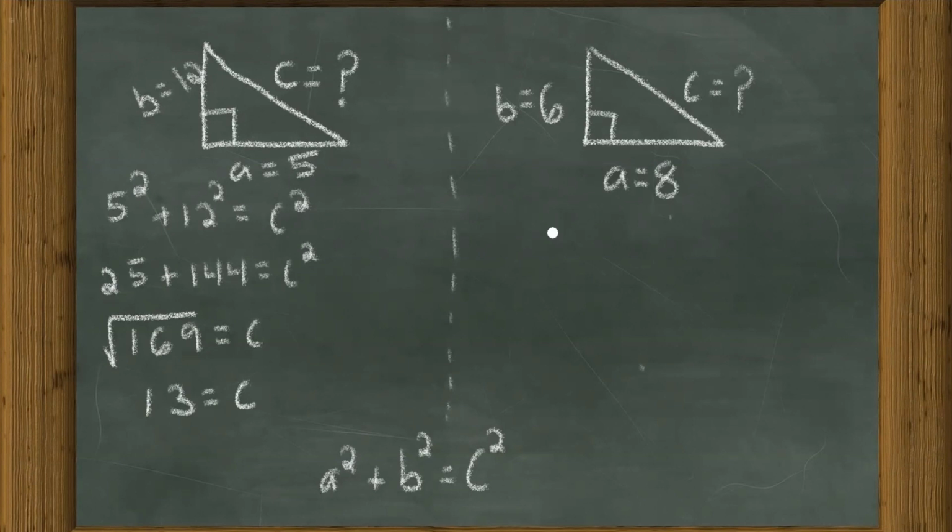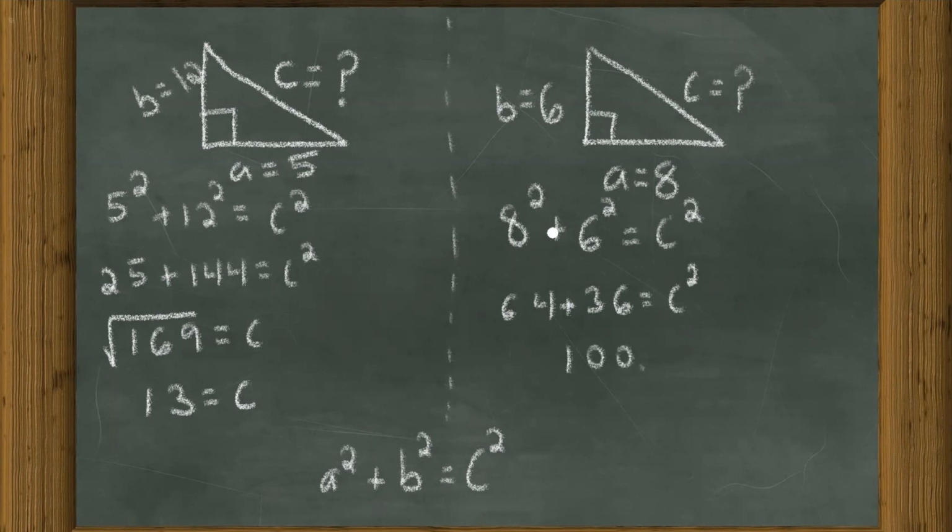Do the same thing on this example. We know that a is equal to 8. So 8 squared plus b squared, which is 6, is going to be equal to c squared. 8 squared is 64 plus 6 squared, which is 36, equals c squared. I know that 64 plus 36 is equal to 100. Take the square root of that to find the value of c. So in this example, the hypotenuse is 10.